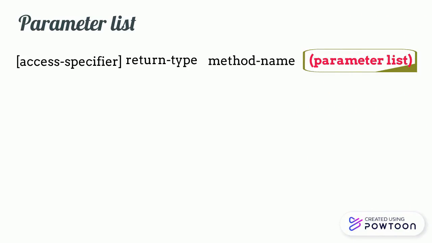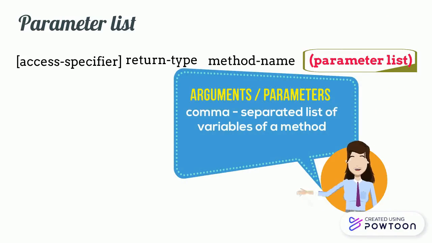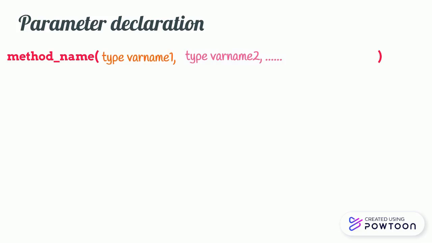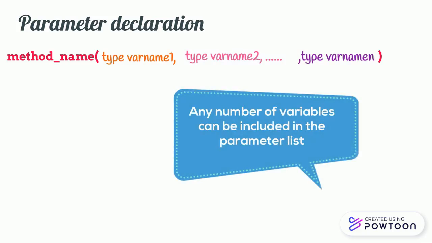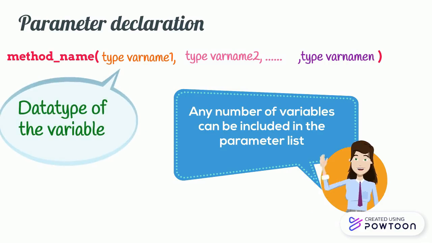The parameter list is a comma-separated list of variables of a method which are referred to as its arguments or parameters. A method or function may be without any parameters, in which case the parameter list is empty. The parameter declaration list for a method or function takes this general form. Type varname1, comma, type varname2, comma, and so on. Any number of variables can be mentioned in the parameter list. The type refers to the data type for that particular variable.